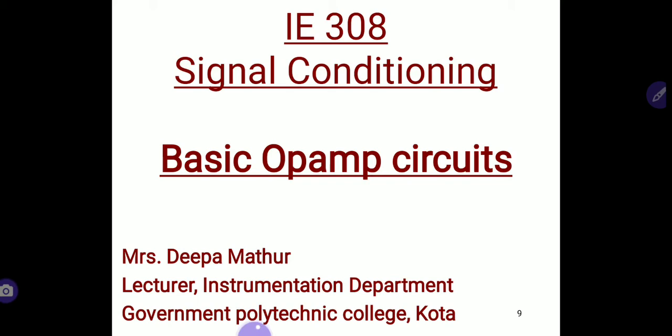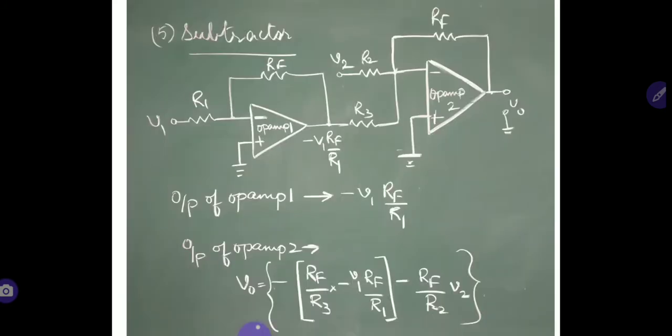Continuing with a discussion on basic op-amp circuits for the subject Signal Conditioning IE308 for final year instrumentation students. We're going to deal with the subtractor today. We're going to learn how to subtract two signals by using operational amplifiers.